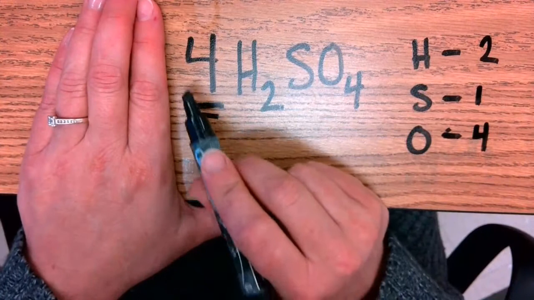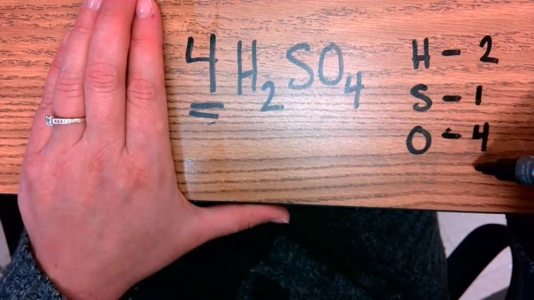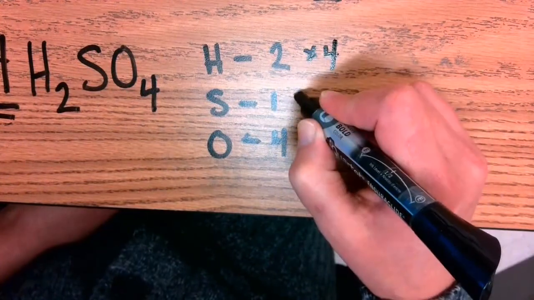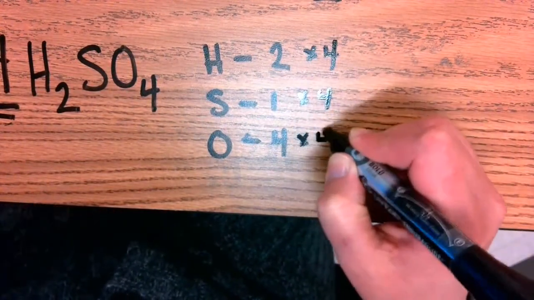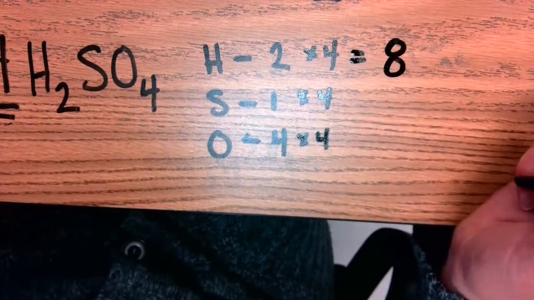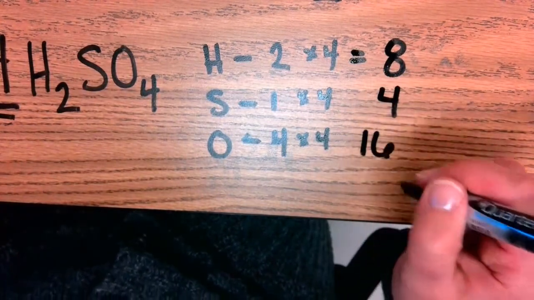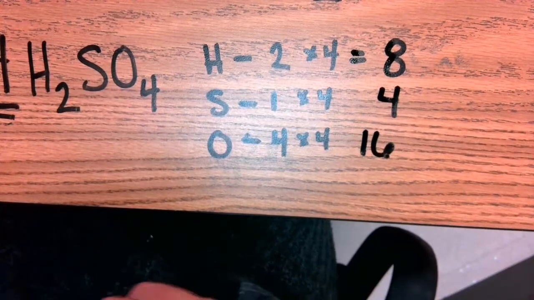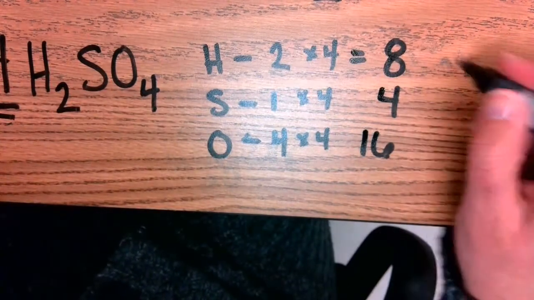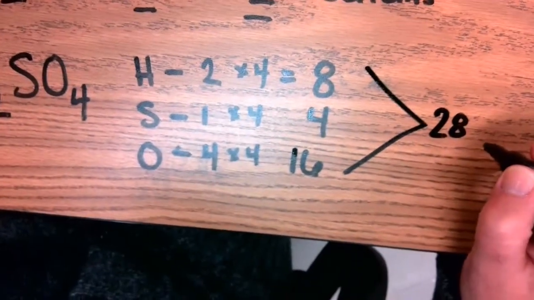But if I have 4 molecules of H2SO4, I would have 4 times the amount of each of these. So I would simply multiply each of these by 4 because there's 4 total molecules of my sulfuric acid here. So that would be 8 total hydrogens, 4 total sulfurs, and 16 total oxygens. If I were to add these together now, I have a total of 28 atoms.